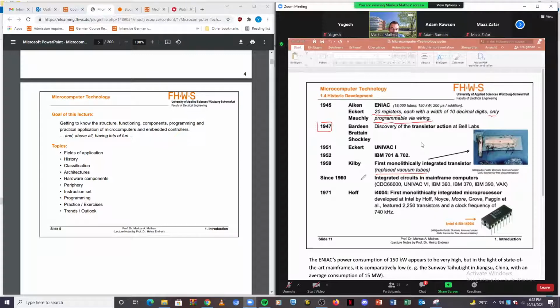And since 1960, we have a lot of integrated circuits based on the transistor effect in mainframes. So these old mainframes have cryptic names like CDC 6600 or UNIVAC 6, IBM 360. You don't have to memorize this one. VAX workstation. There were still some old VAXs at my university, but you don't need to memorize this.